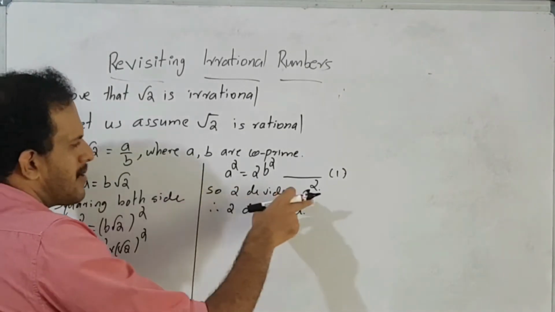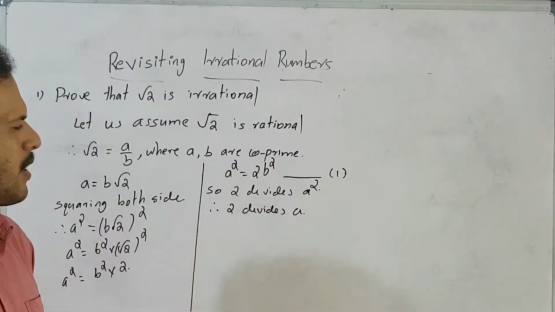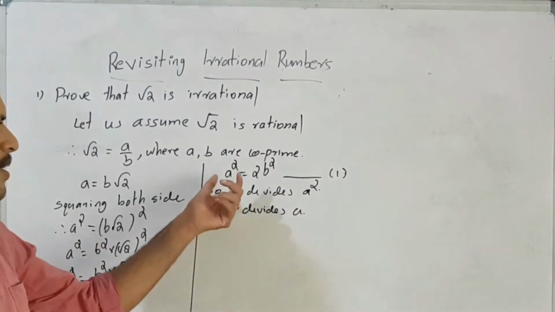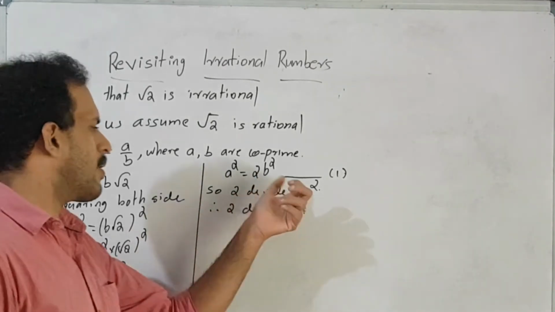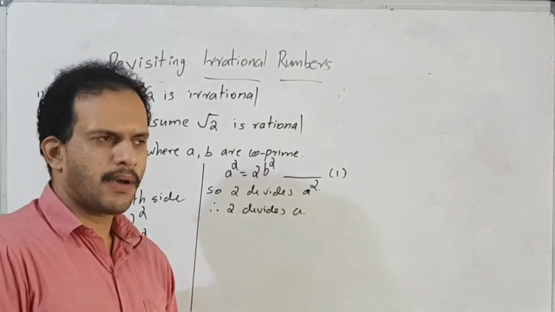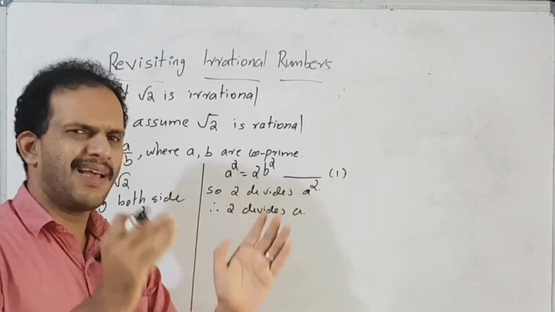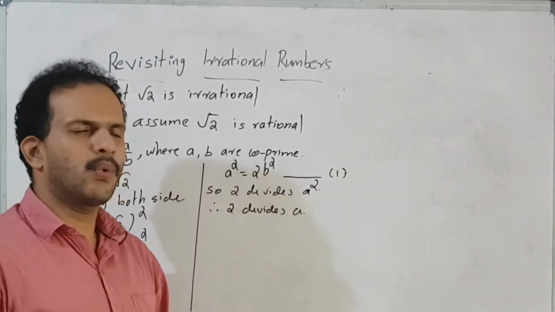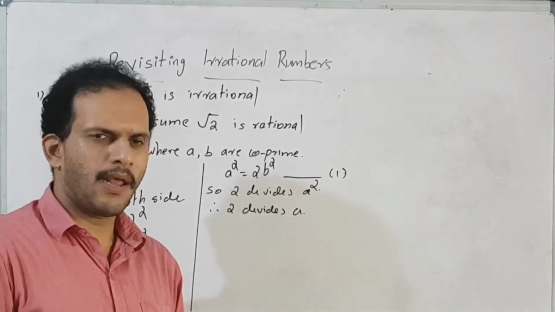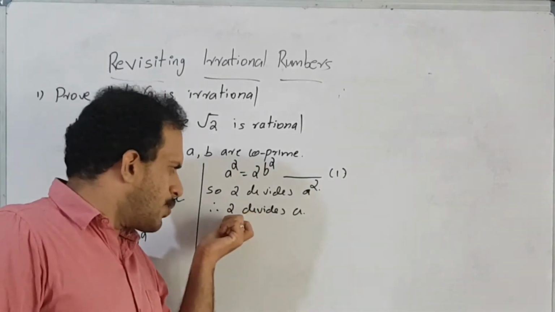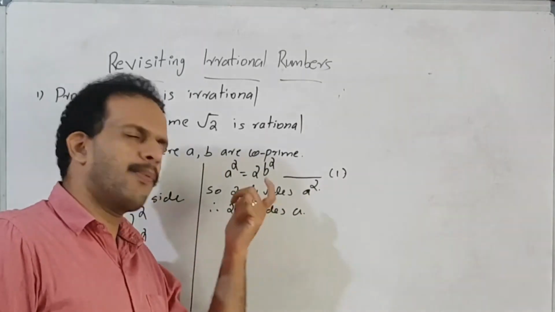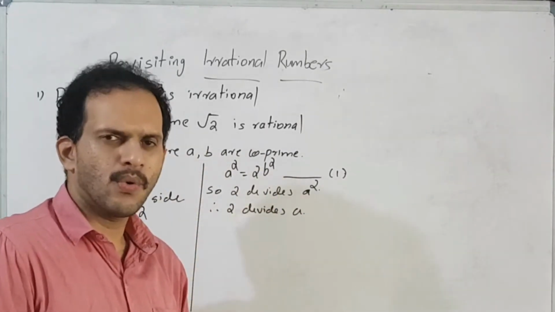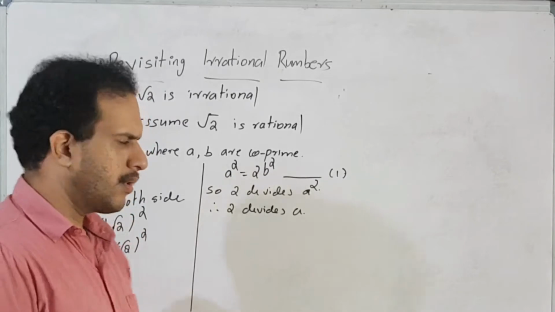Why 2 divides a square? How do we write that 2 divides a square? Because a square is a product of 2. Right? Then if 2 divides a, what does it mean? It means a is also a product of 2.